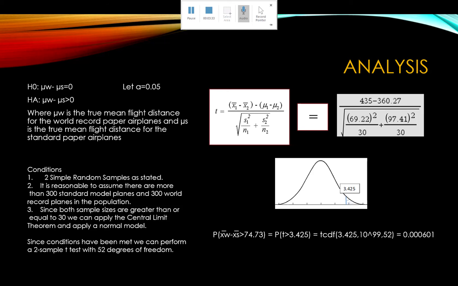For this test, we had a t-test with 52 degrees of freedom, and you can see our calculations over here to get the test statistic, and ultimately get a p-value of 0.000601.